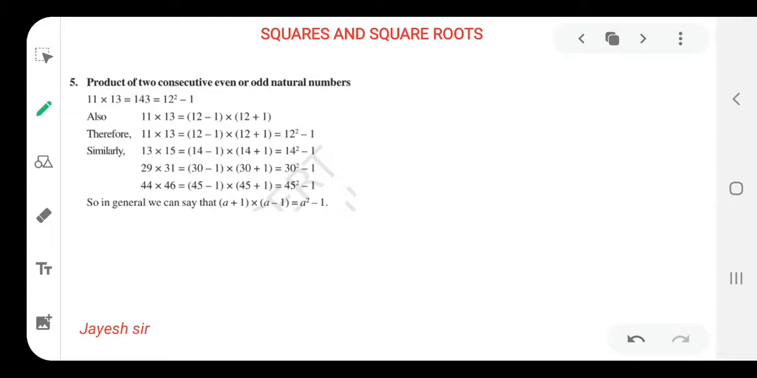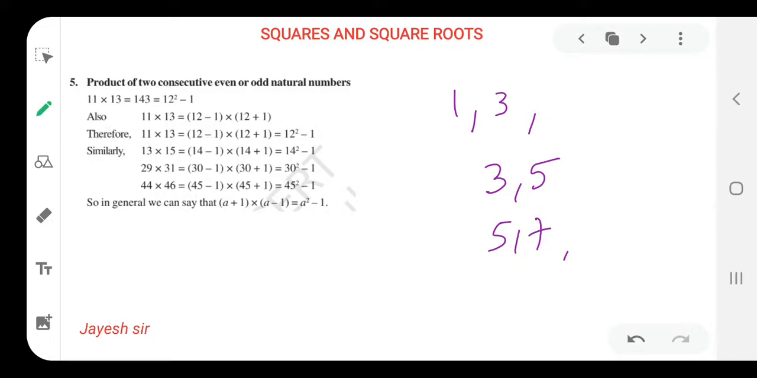So let us see what new pattern we are going to understand here. 11 into 13 will result in 143, but that can be solved as 12 square minus 1. That means the difference between the multiplied numbers is 2. 11 into 13, 13 into 15, 15 into 17. That means leaving one number in between. After 1, skipping 2, I am writing 3. After 3, instead of 4, I am writing 5. Then 5, then 7. Leaving one number in between.